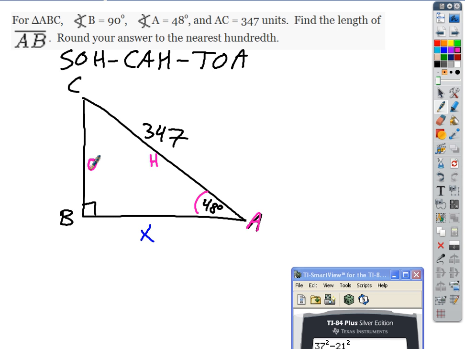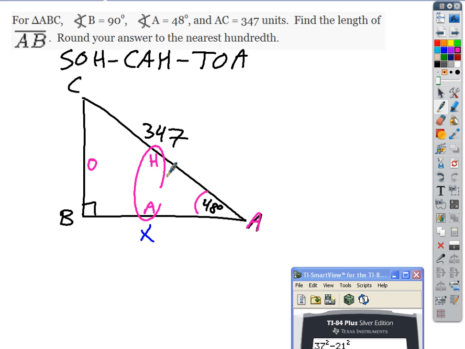Now, in my equation, I want to use the side that we're given and the side that we're trying to find. So that's going to be these two, right? So all I want to do is find the SOHCAHTOA relationship that involves A and H. Which one is that? Yeah, it's the cosine one. There's my A and my H, right?